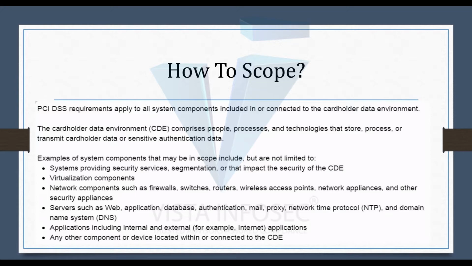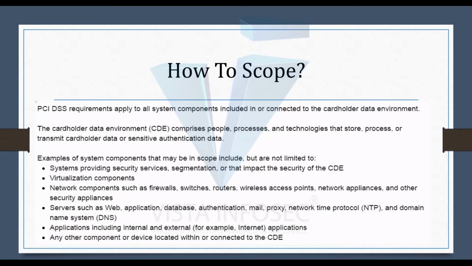So, examples of system components that may be in scope. This is something very important for you to look into. Look at the first one, systems providing security services. Take something like a WAF, a web application firewall. They are providing security for the card data environment, but they don't have access to the card data at all. Then why are they in scope?